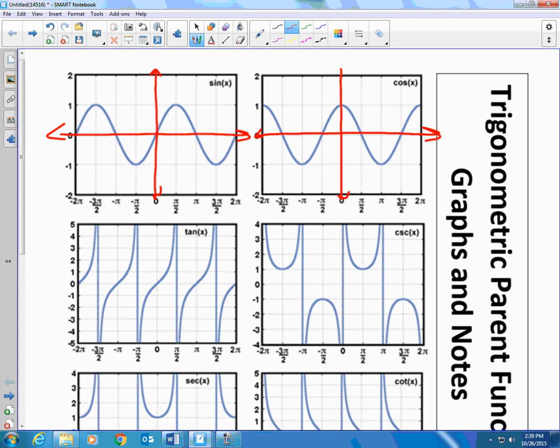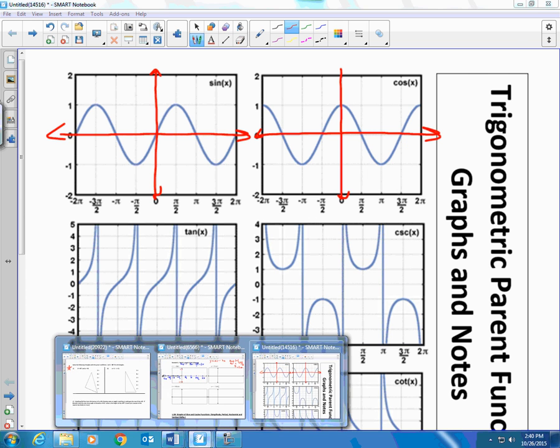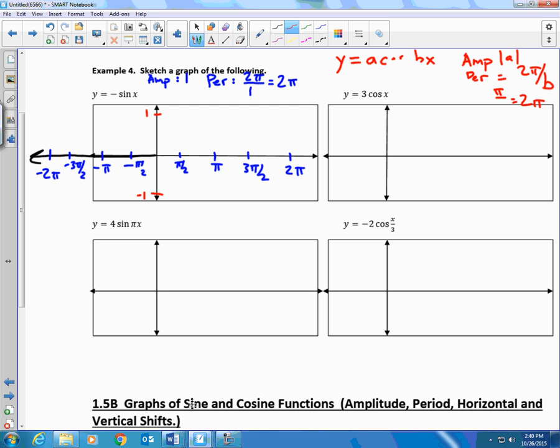It has a negative. So it's going to be actually reflected over the x-axis. So instead of starting here and going up, it's going to start here and go down. So we will follow that pattern. So we start in the middle, but instead of going up, we go down because of the negative in front. So it's going to reflect everything over. So I'm going to start going down. So I bottom out at -1.